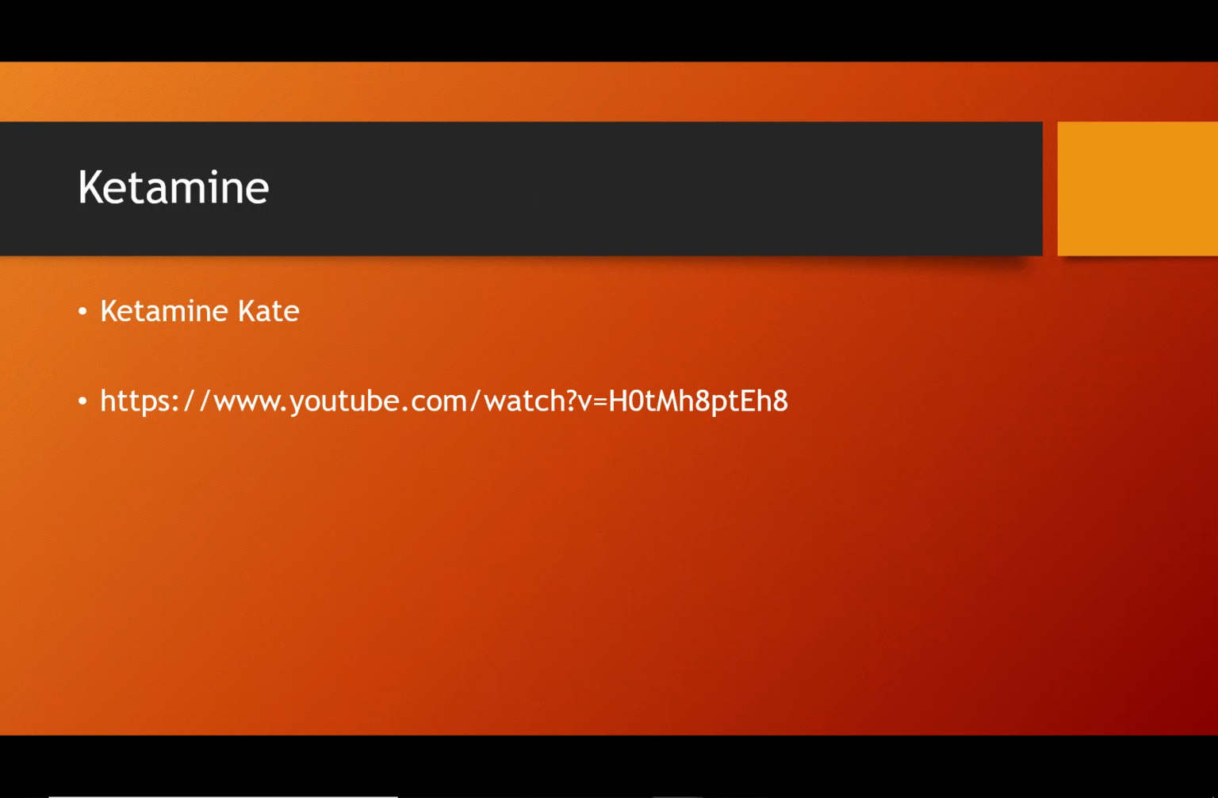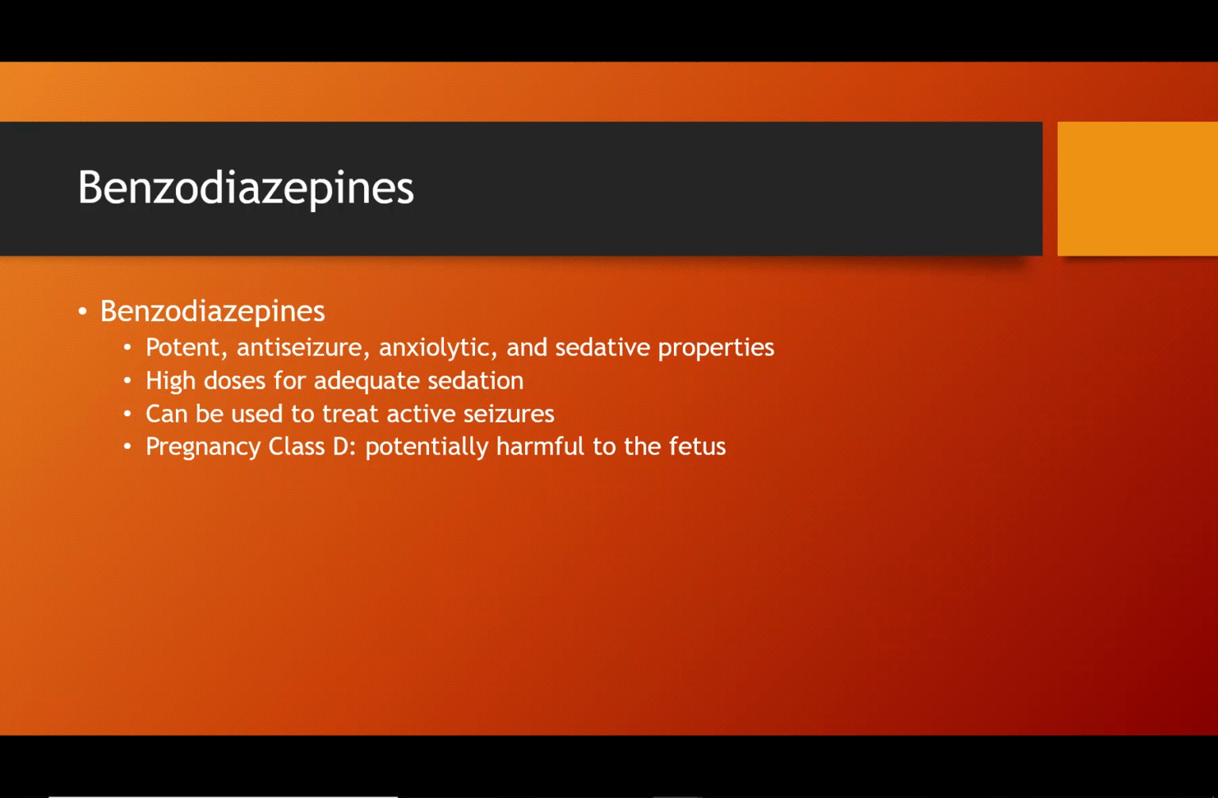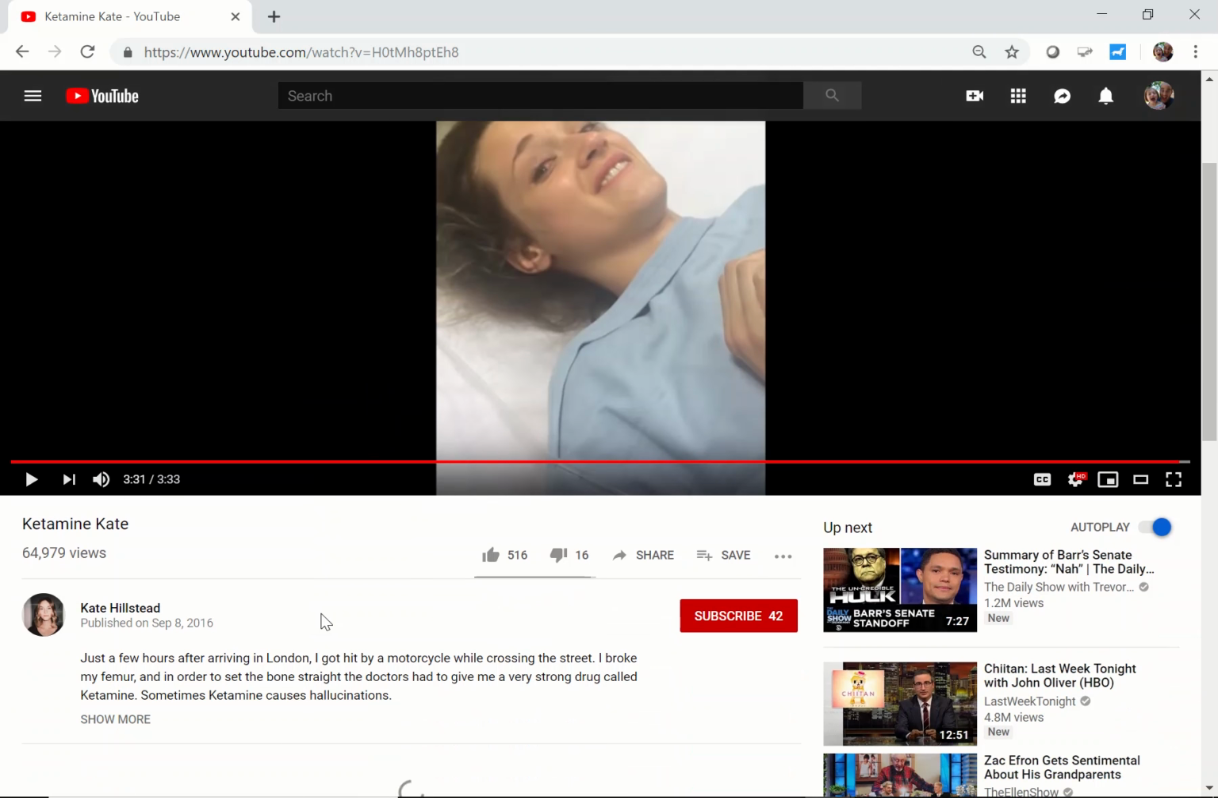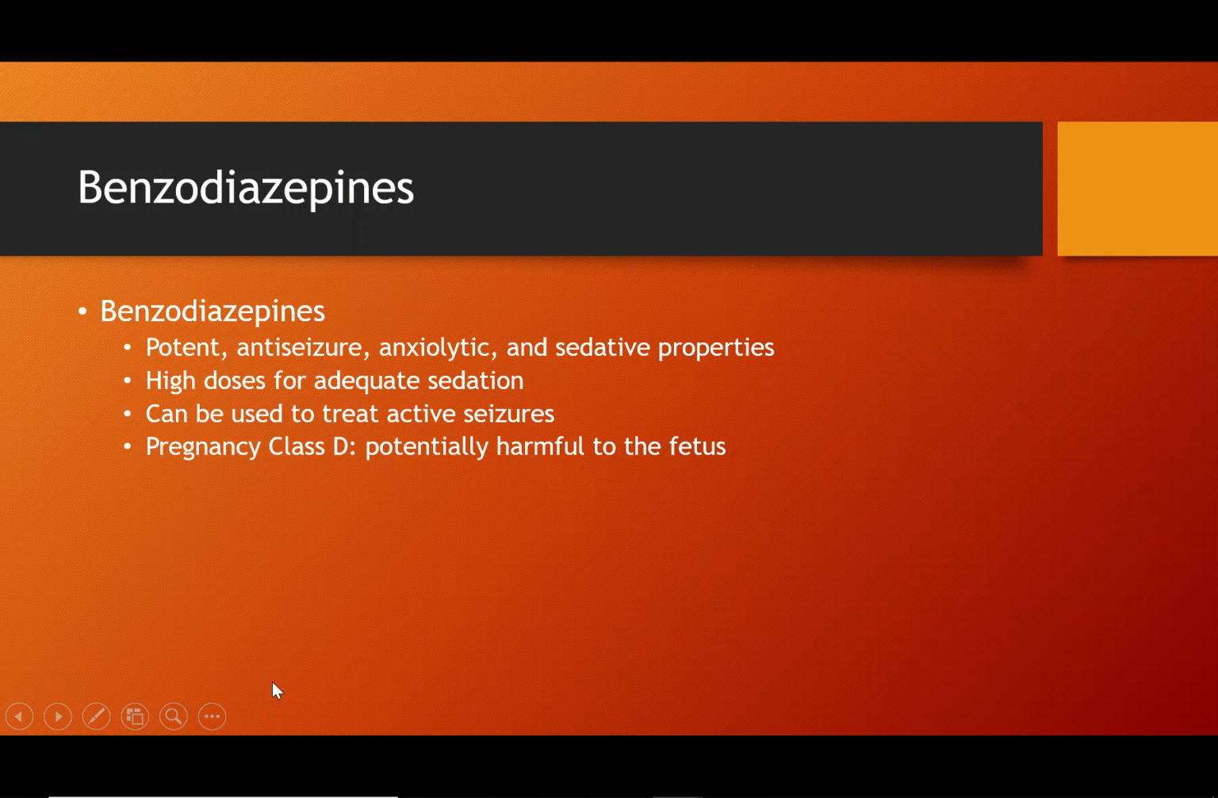So as you can see, ketamine at lower doses can definitely cause an alteration in pain perception. You'll see down here in the description, she does have a broken femur, which is obviously very painful. That was after she got hit by a motorcycle. So the ketamine was doing its job. At higher doses, it produces an amnestic effect. And like I said before, one of the big benefits is it does not affect respiratory drive.